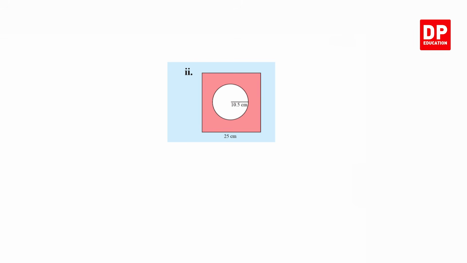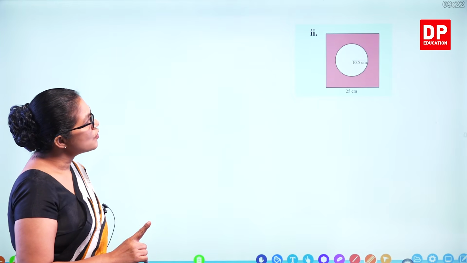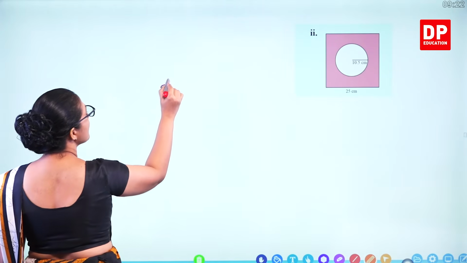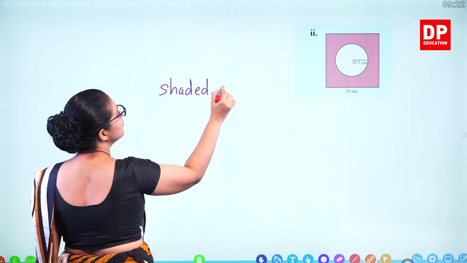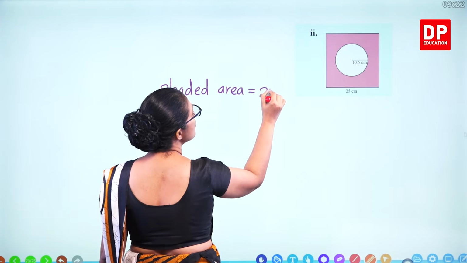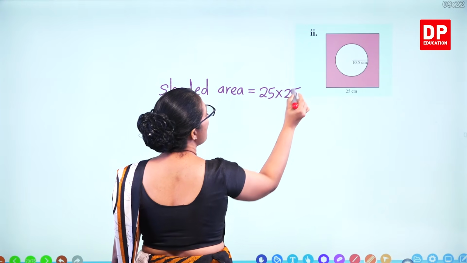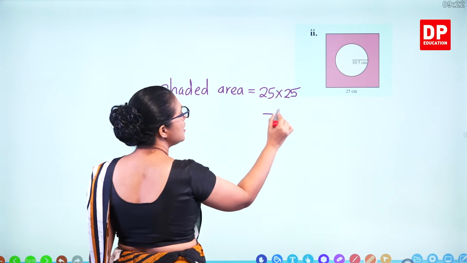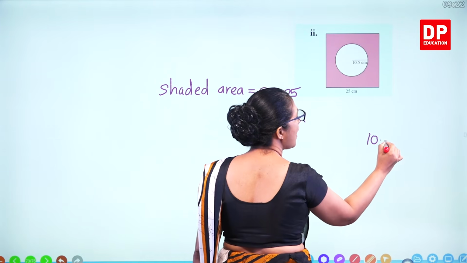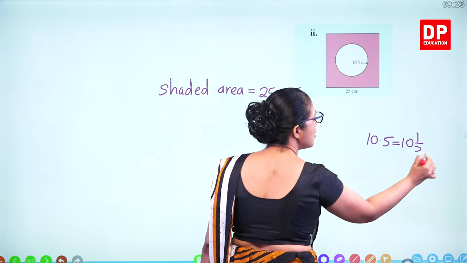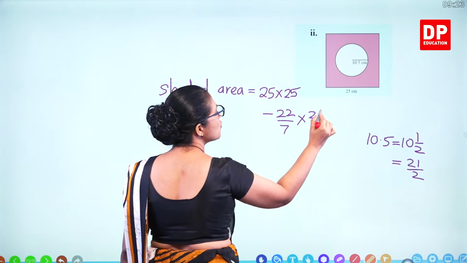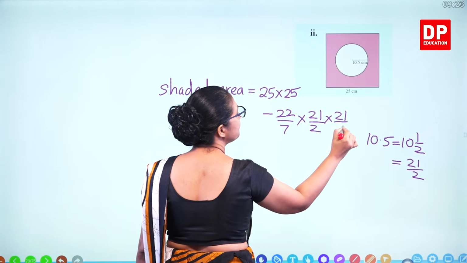This one, how do you find out the shaded part? Area of the square minus area of the circle. So shaded area is the area of the square, 25 times 25, minus area of the circle, pi r square. What is r? 10.5. As an improper fraction, 21 over 2. It's easy to plug 21 over 2 here and simplify.